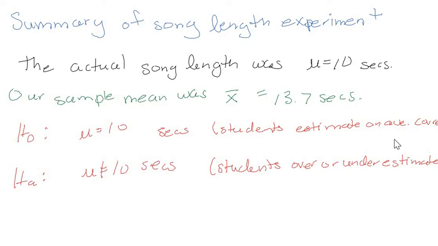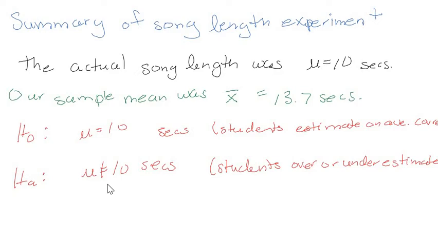So how do I set up the null hypothesis? I always have to use symbols. My null hypothesis here is the status quo. The status quo is that everybody got it right. So the length of the song is 10 seconds. They estimated correctly. Now, if they didn't estimate correctly, my alternate would be that the length of the song is not 10 seconds. They over or underestimate it.